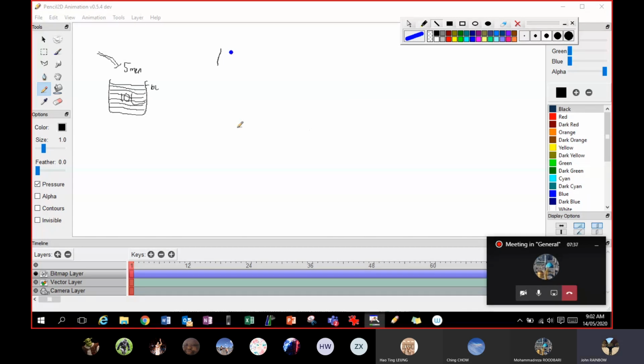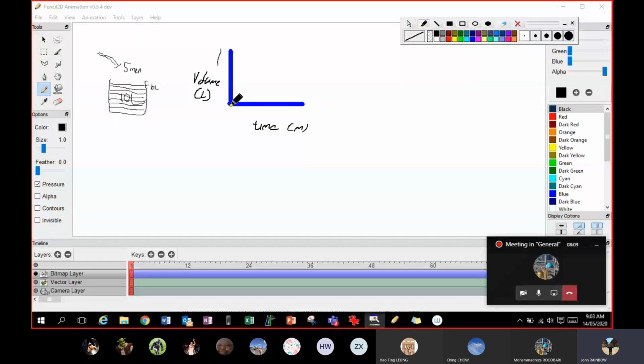That should be a line. There we go, a line. Let's do a graph of this, and there are my axes. This would be time, and this would be my volume. The volume is in liters, and time we said is in minutes. The first part would be 0, and then we've got 1, 2, 3, 4, 5. So we've got 5 minutes, 0 to 5.